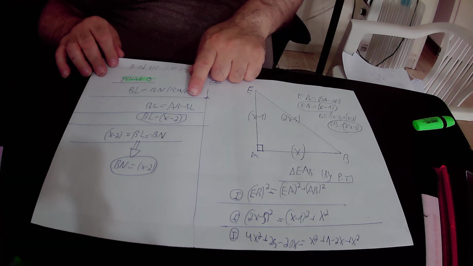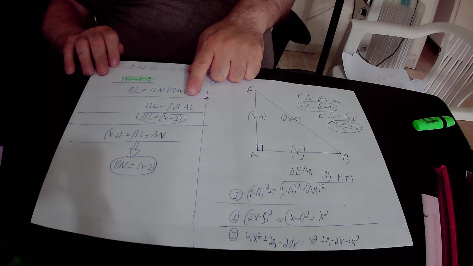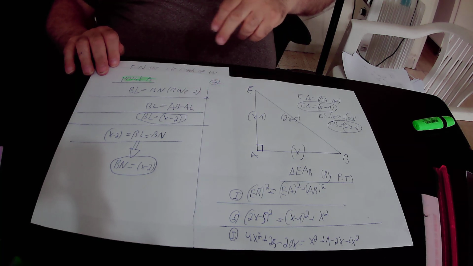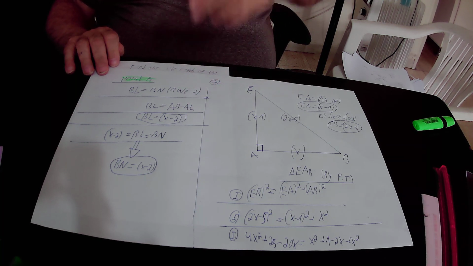BL equals AB minus AN. So BL equals AB, that is X, minus AN, that is 2. In conclusion, we found out that BL equals X minus 2.